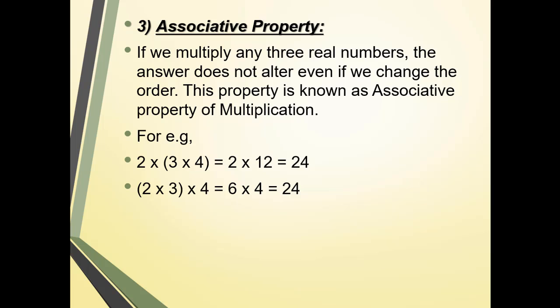So we need to multiply the values inside the bracket first. 2 times 3 is 6, and then we multiply 6 with 4, which is also equal to 24. So we see that in both examples the answer is the same, but the grouping is different. Even if we change the order of the values when we multiply any three values, the answer does not change. This property is known as the associative property of multiplication.